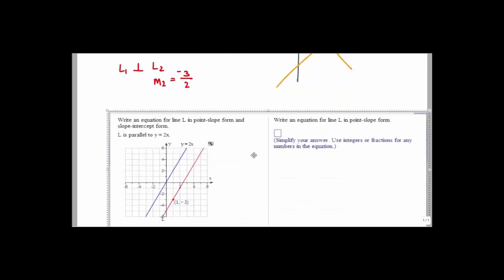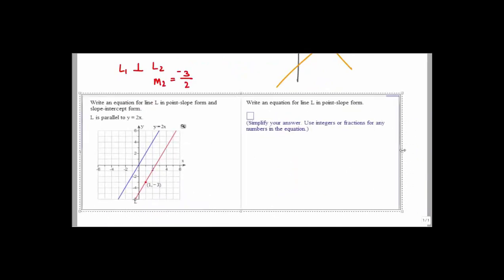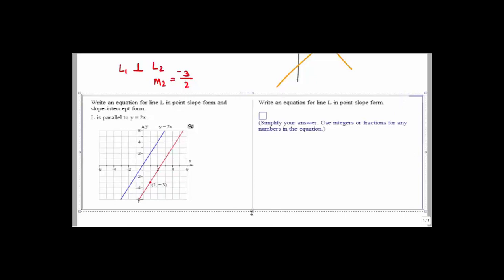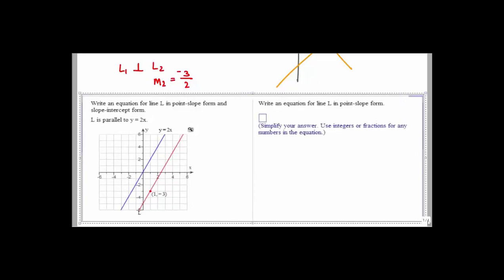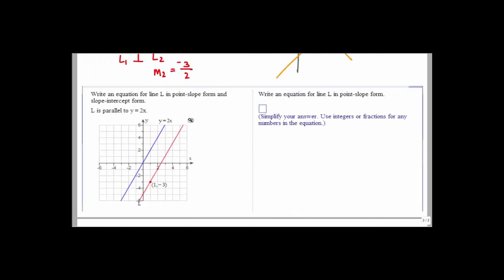Let's get this to a reasonable size. So again, these are just the same problems that you'll be seeing in My Math Lab. The numbers will change, but the process will be the same. So let's take a look at this first one and see what you'll be asked to find. It says write an equation for the line L. Okay, so here's the line L right here. So write an equation for the line L in point-slope form.